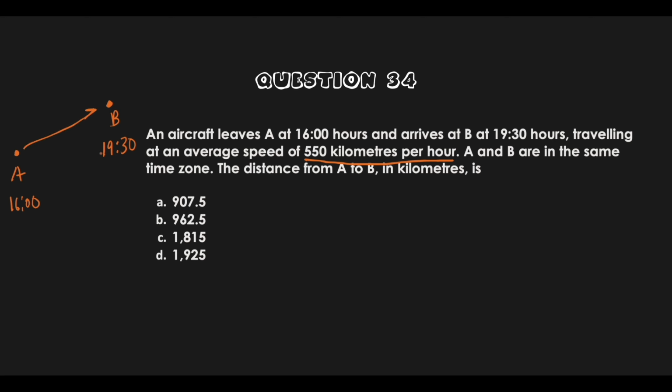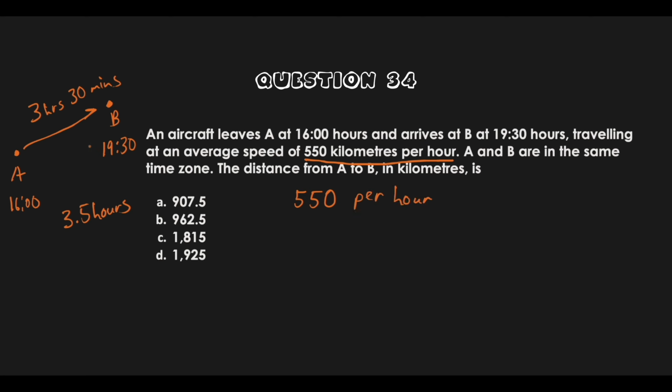So from 16:00 to 19:30, that would be 3 hours and 30 minutes. So in terms of hours, 30 minutes would represent what? A half. So we had about 3.5 hours traveling. Now for every hour, we did 550 kilometers. So we did 550 per hour. So how much did we do?